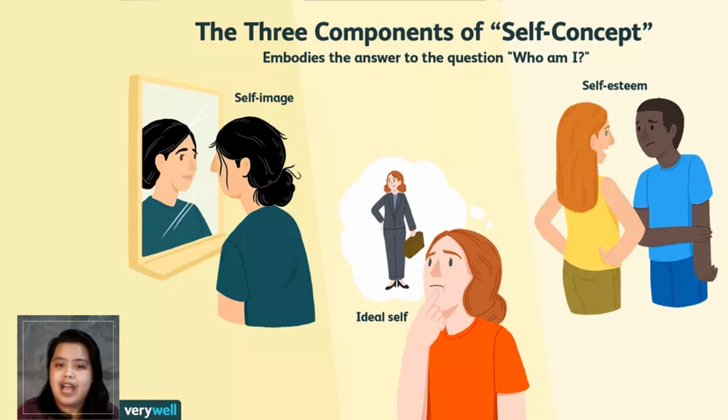Next one we have is our ideal self. Okay, yung ideal self natin, ito yung gusto natin from the term itself. Okay, how you wish you could be. Ano ba yung gusto mo? 5, 10 years from now, gusto ko ganito ko. Siyempre, yung ideal self natin is affected by our self-image and our self-esteem.